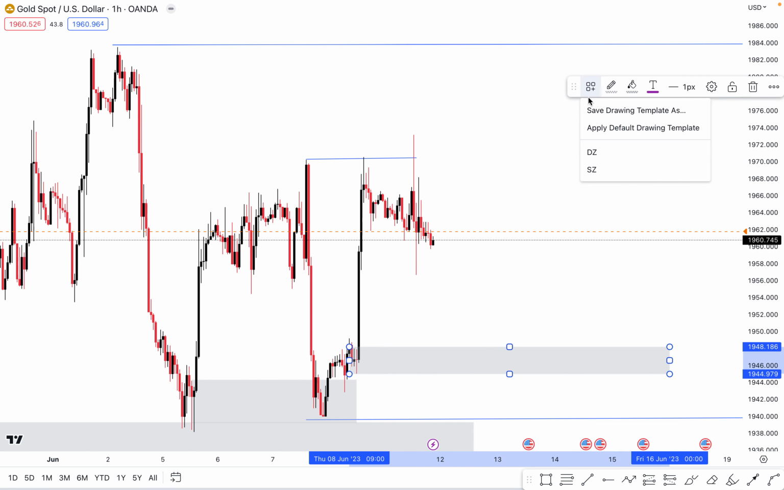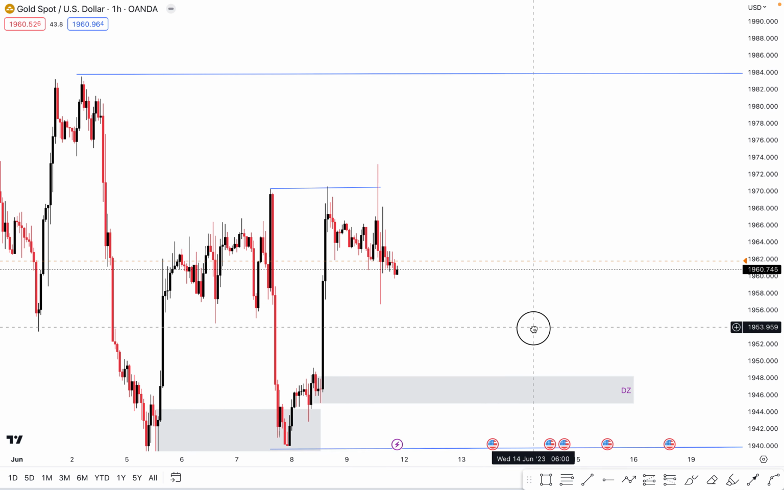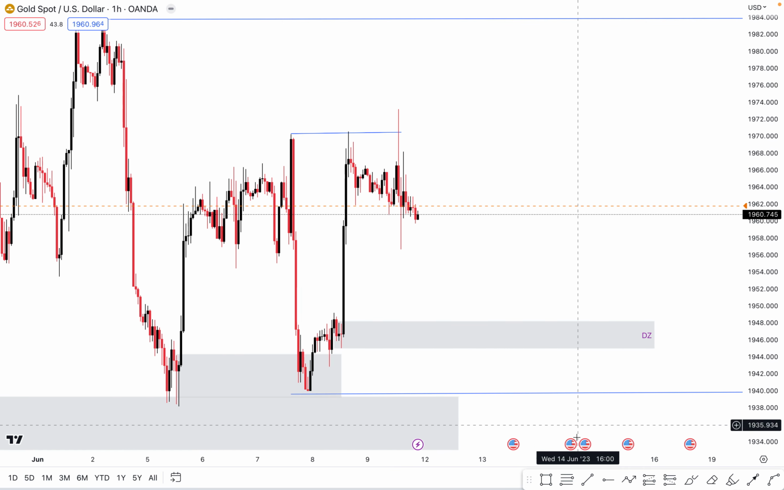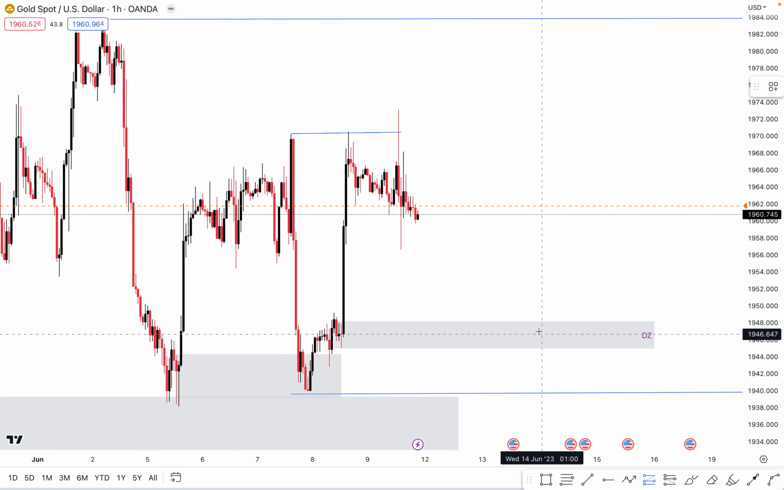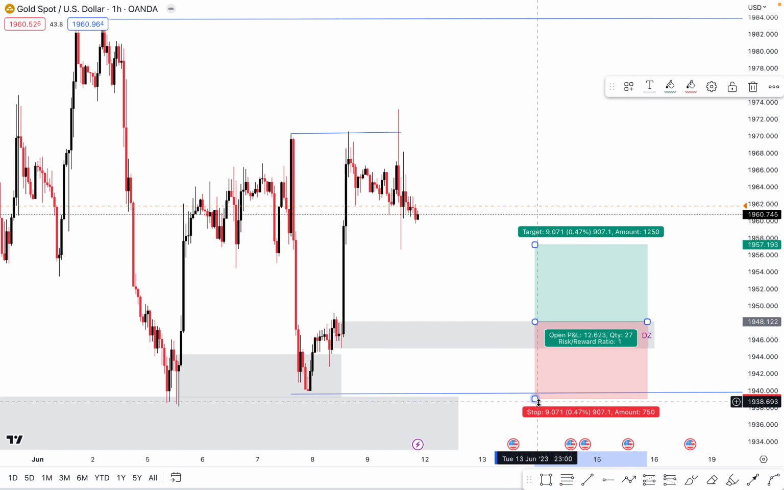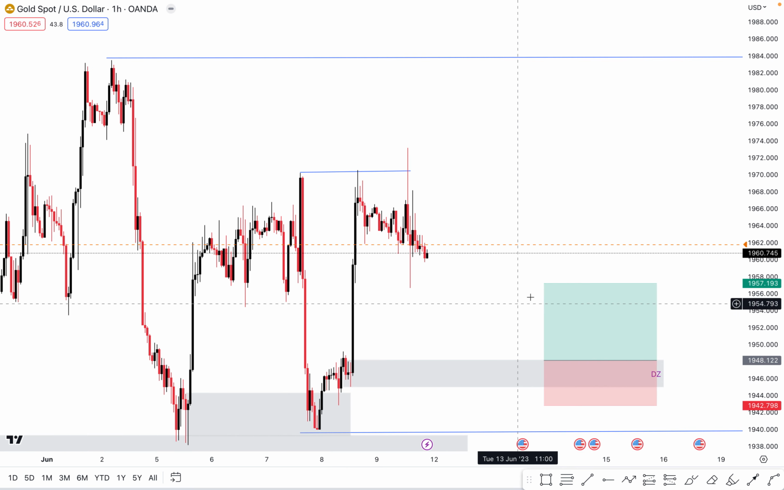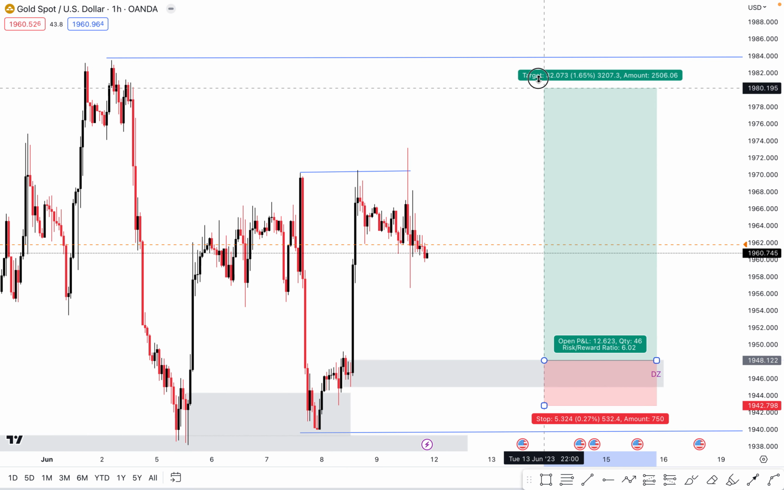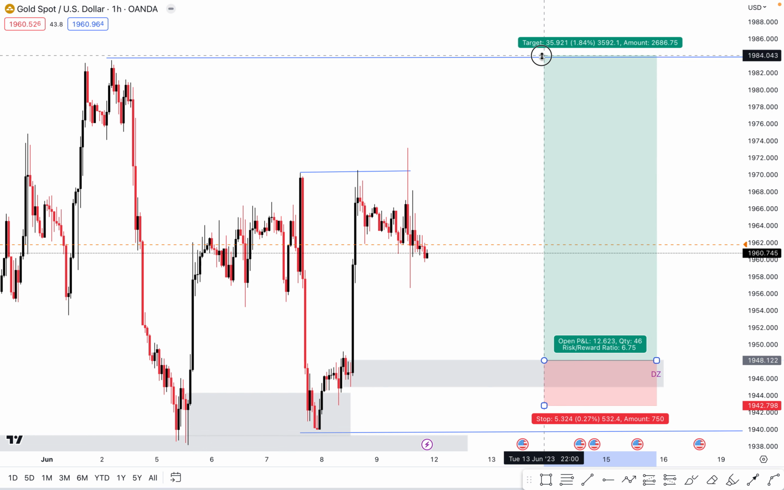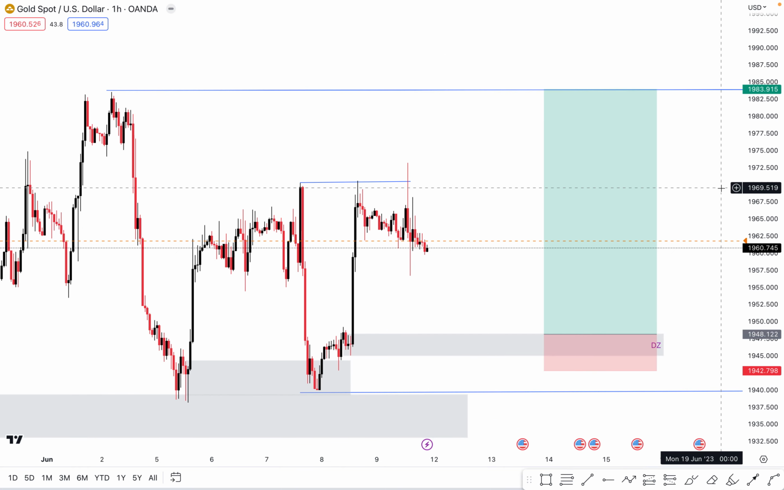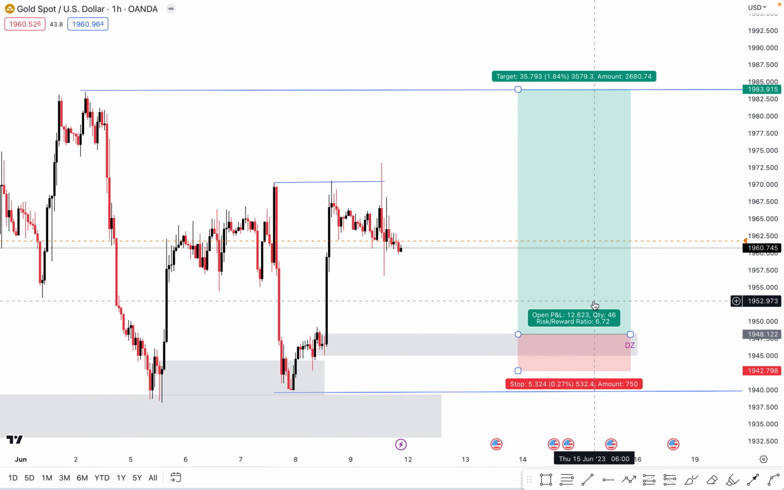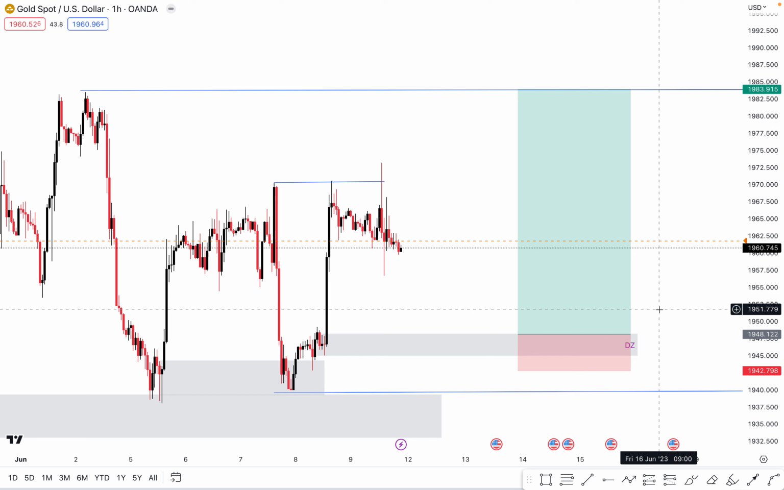This is my demand zone. I should look at a buy here. My stop loss looks like about 53 pips. So nice one to take, 350 pips, and go 1 is to 6.7. Nice one.